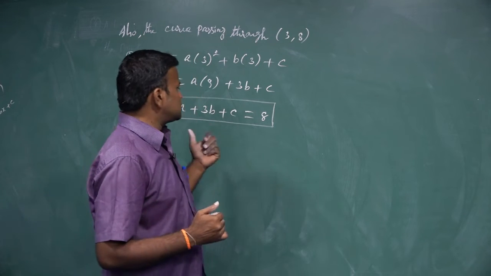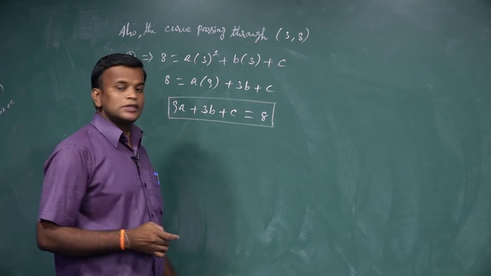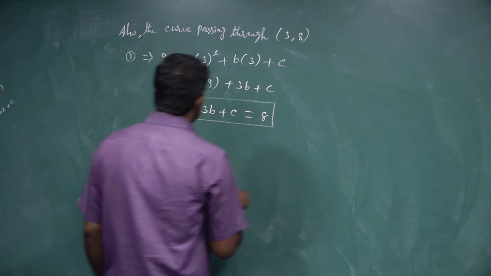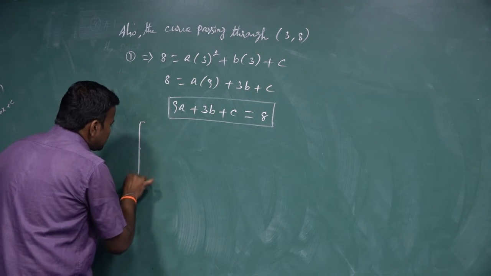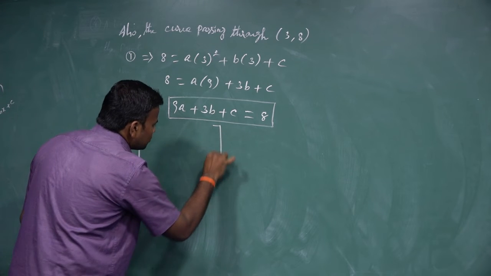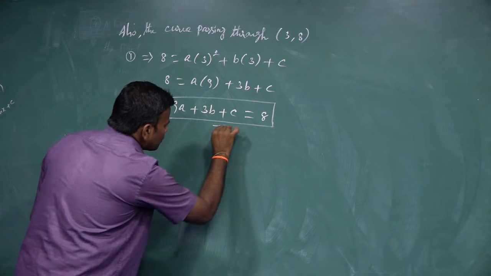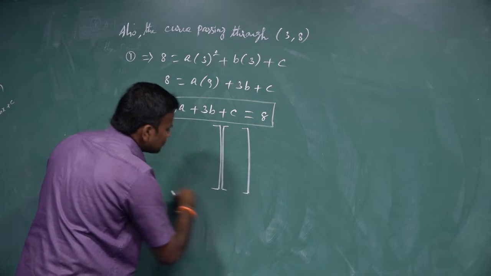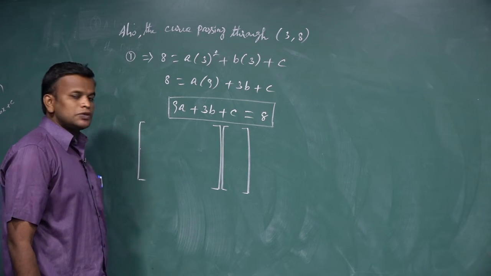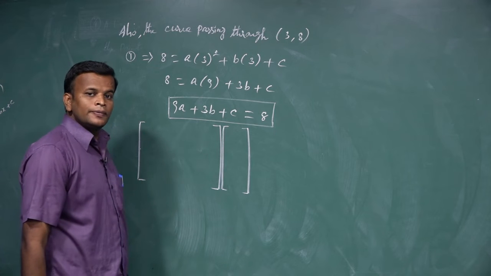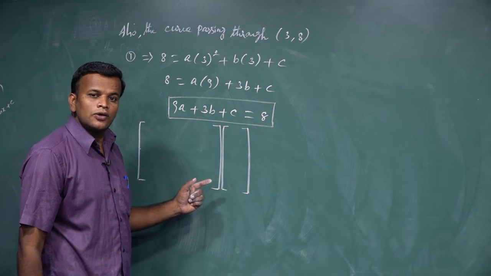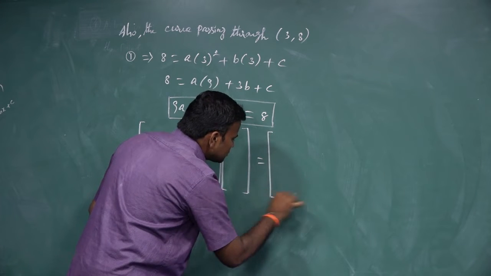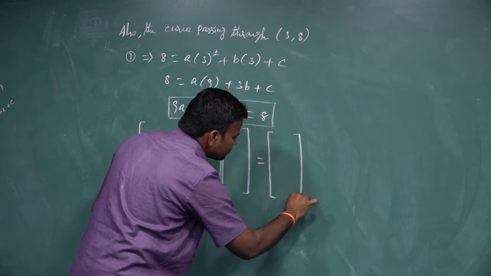So we take the first, second and third equation. Now using the first, second and third equation, we will write the matrix form. The first matrix is always the coefficients of a, b, c. The second one is the values of a, b, c. It is equal to the RHS, which is the constant matrix.